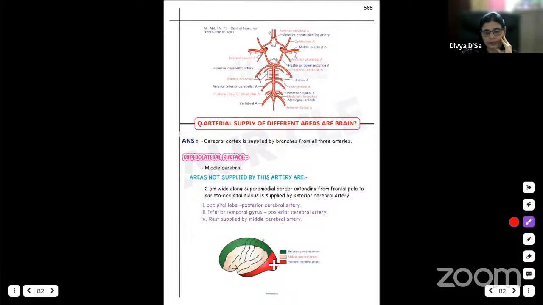Then we have this portion, the occipital lobe, which is supplied by the posterior cerebral, and the inferior temporal gyrus, which is also supplied by the posterior cerebral artery. So both the occipital lobe as well as the inferior temporal gyrus are supplied by the posterior cerebral artery. The rest of the superolateral surface is supplied by the middle cerebral artery.